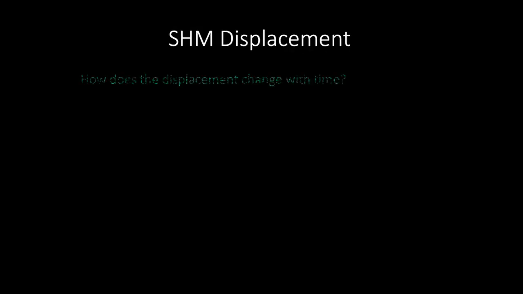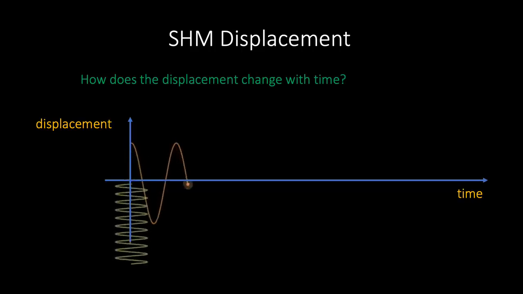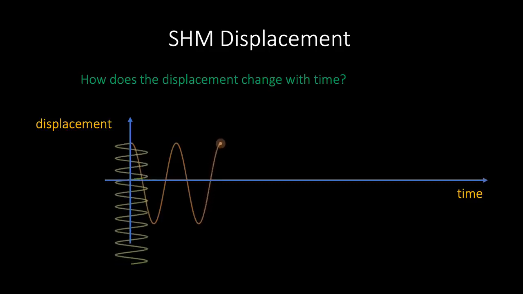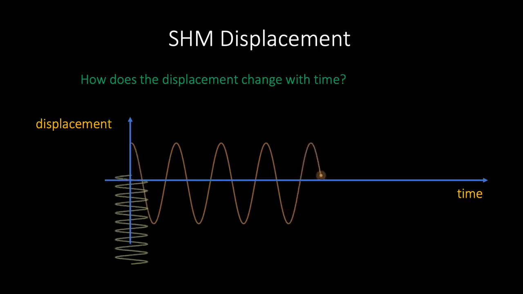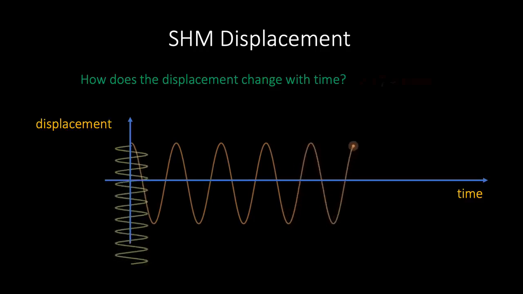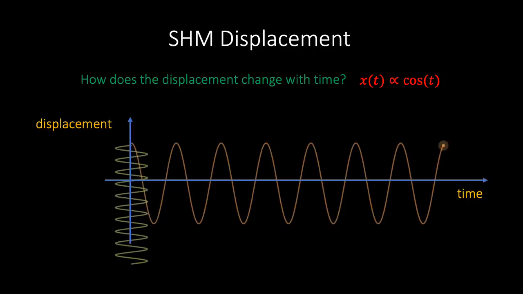In order to understand how the displacement varies with time, imagine displacing a mass attached to a spring and then releasing it and allowing it to oscillate freely. If we plot a graph with displacement on the y-axis and time on the x-axis, then we see a familiar pattern traced out in time. We recognise this function as a cosine function, and so we see that the displacement is proportional to cos of t.